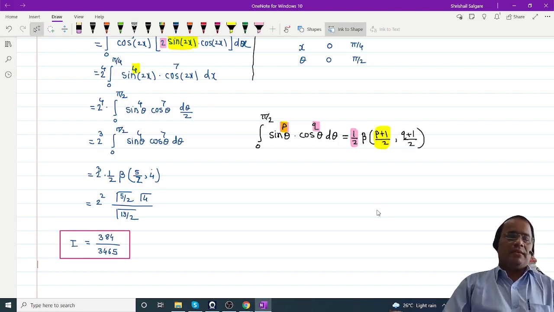Again I will give 1 minute, try to evaluate that. I think all of you have simplified. If you simplify using the gamma relation, gamma of n plus 1 is equal to n gamma n if n is real, and equal to n factorial if n is an integer, the answer comes as 384 divided by 3465.